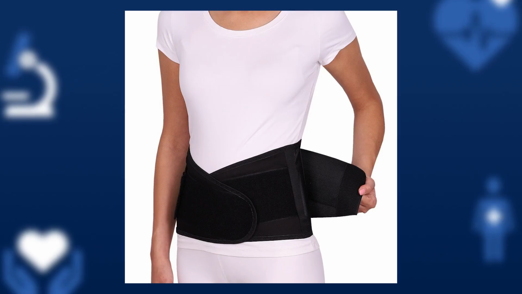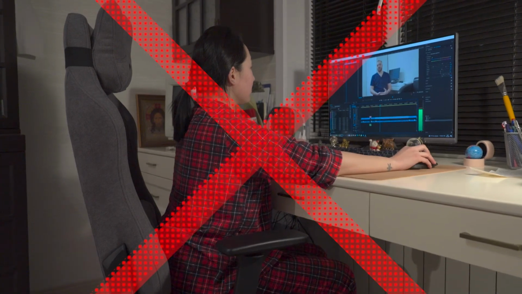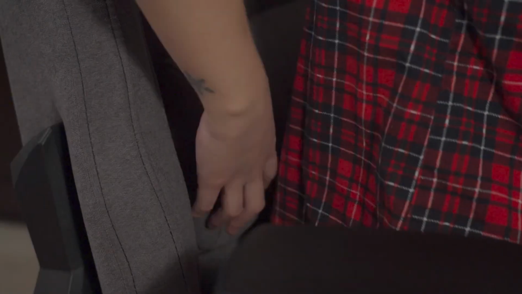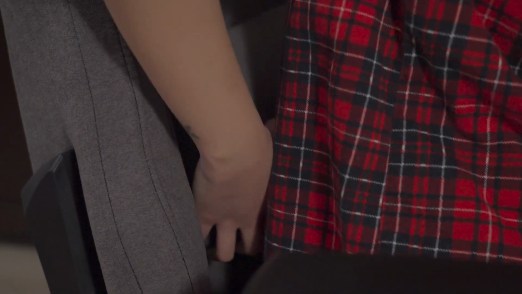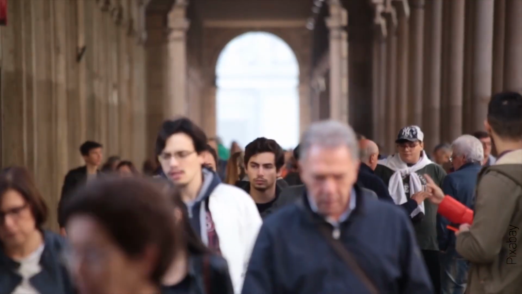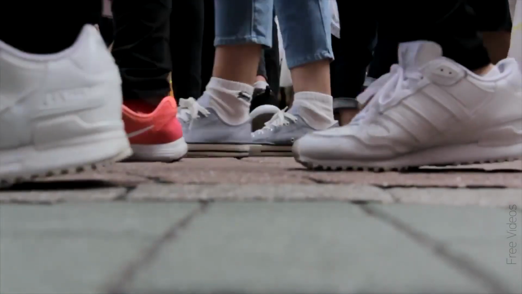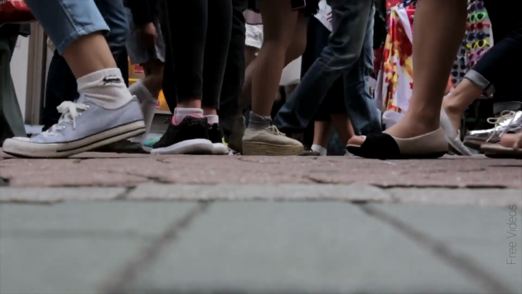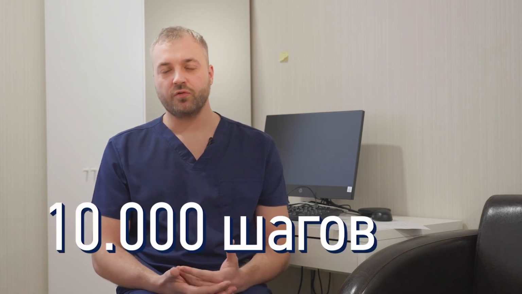Use a lumbar corset. Try to sit as little as possible. When you do sit, use a lumbar roll. Also, a very important recommendation during the acute period of a herniated disc is walking. Try to walk as much as possible. If walking is painful for you, then try to walk in such a way: walk until you start to feel pain, sit, rest, and keep walking. Try to increase the amount of walking to 10,000 steps a day.